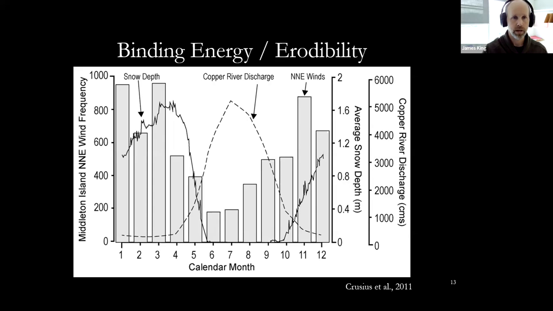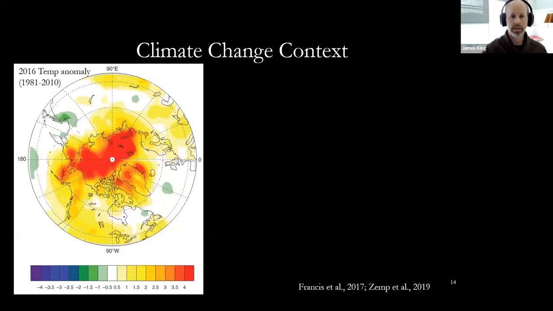cloud processes. The larger context here and why this is an interesting area of study is that the North is receiving a larger proportion of the global warming signature. And so this is a 2016 temperature anomaly, which I'll explain why I've picked 2016 in a second for a specific case study, where we see almost a 4-degree or larger warming in some regions in the Northern Hemisphere relative to the global. And so what does this mean for these high latitude sources?